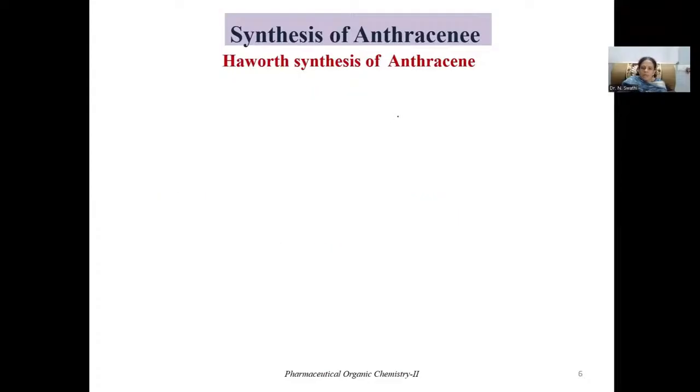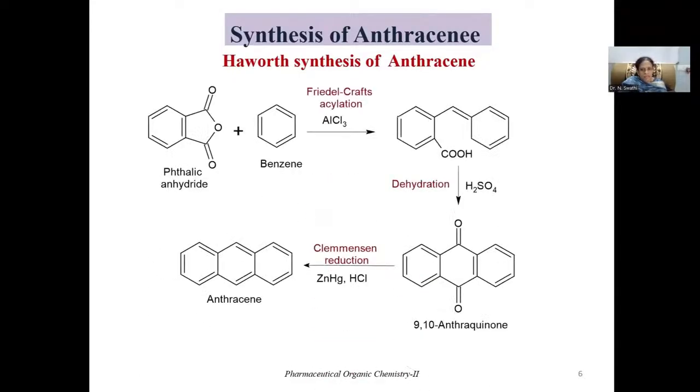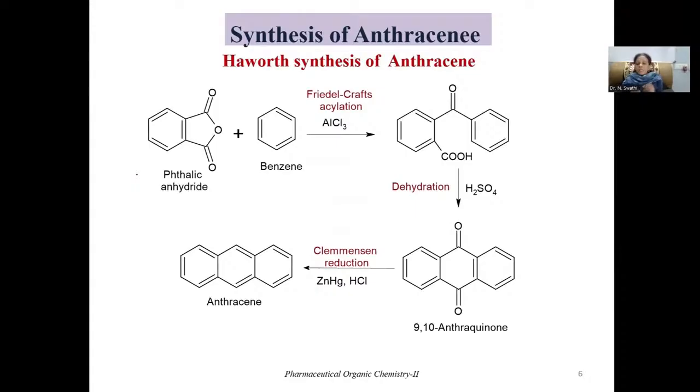So one of the important methods of preparation of anthracene is Haworth synthesis. Now the Haworth synthesis of anthracene is also similar to the Haworth synthesis of naphthalene. Okay? So if you have not completed that course video, first complete that course video so that you can easily understand the steps involved in the Haworth synthesis of anthracene.